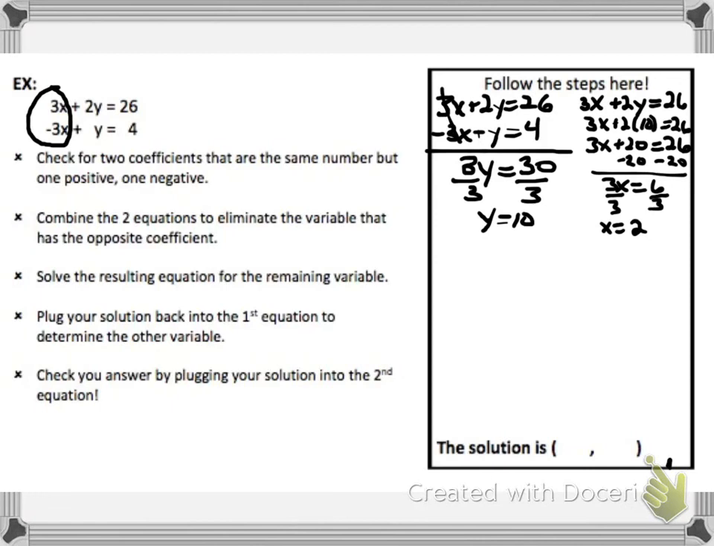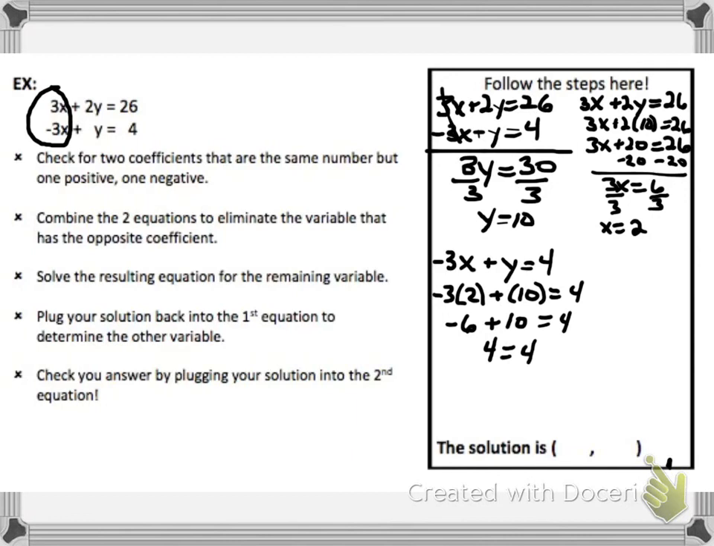Now I'm going to check this. I'm going to take my solution and plug it back into the second equation, which was negative 3x plus y equals 4. I get negative 3 times 2 plus 10 is equal to 4. Negative 3 times 2 is negative 6, plus positive 10 equals 4, and negative 6 plus 10 is positive 4, equal to positive 4. Therefore, my solution of 2, 10 makes both statements true.